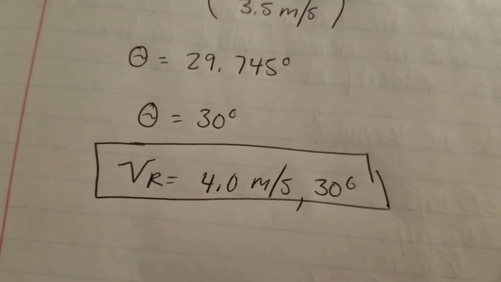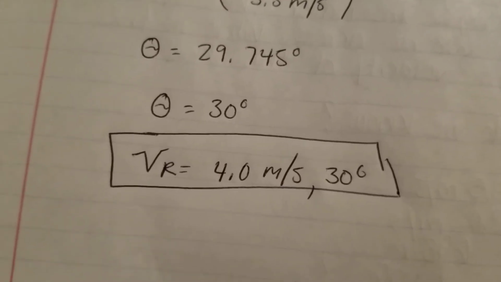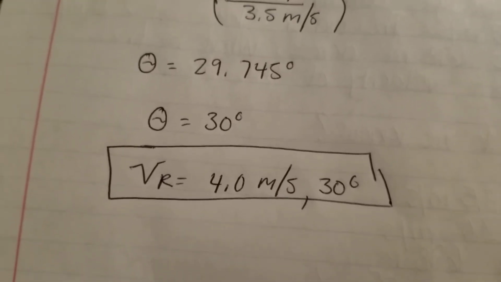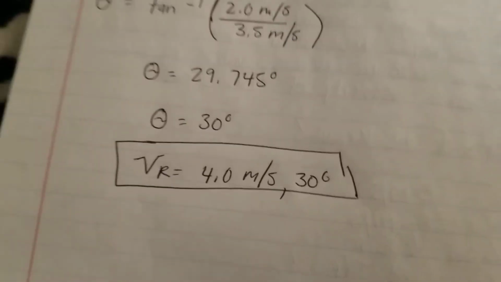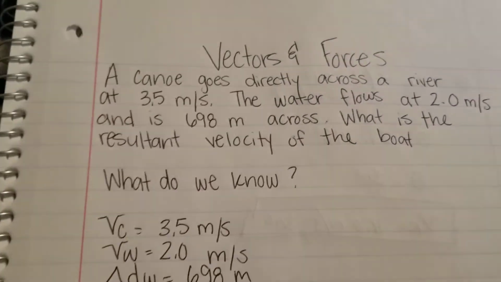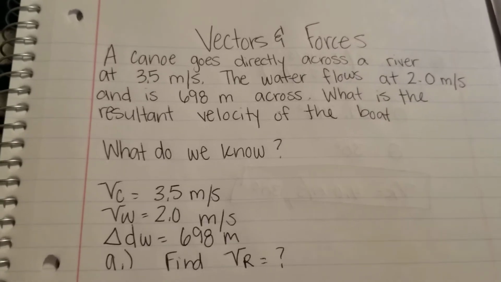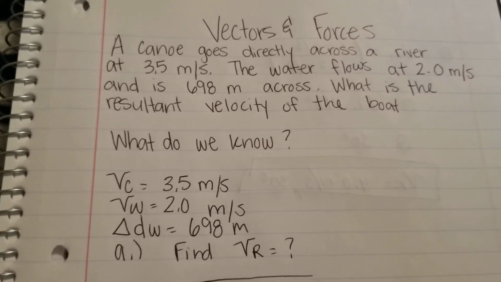So from the problem, we were able to solve for our resultant force, and we get an answer of 4 meters per second at 30 degrees. So therefore, that is how we solve for the resultant velocity of the boat.